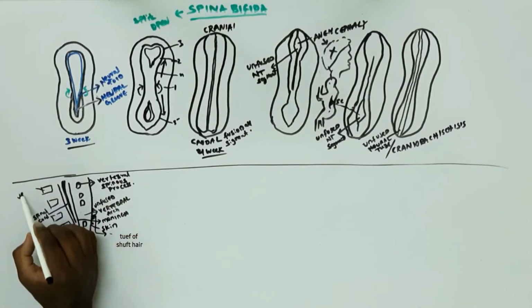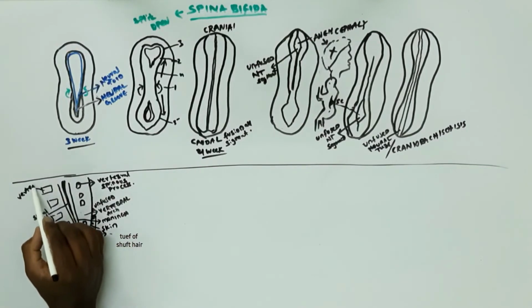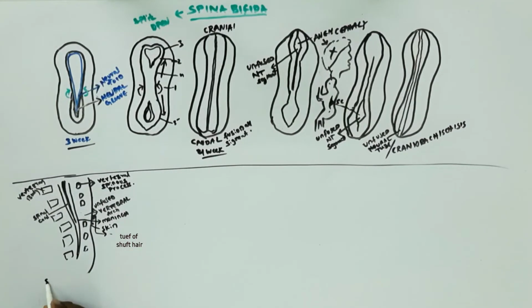Now we are seeing the vertebral body, and this is spina bifida occulta, where the area is covered by skin and looks normal. There will be no bulging on the back of the baby, so it looks normal.